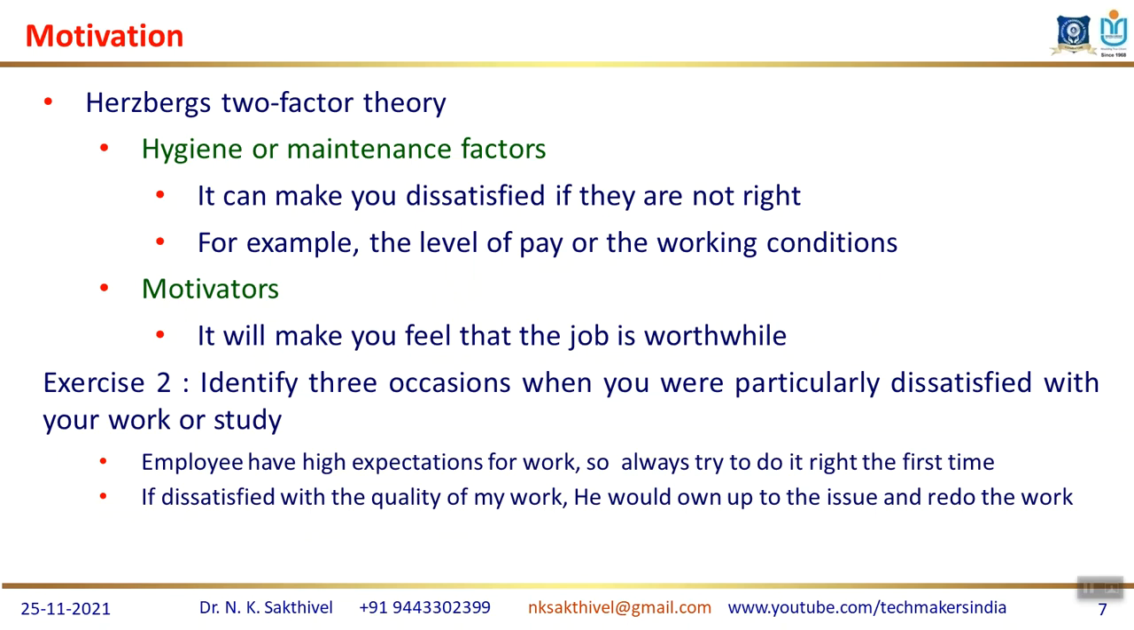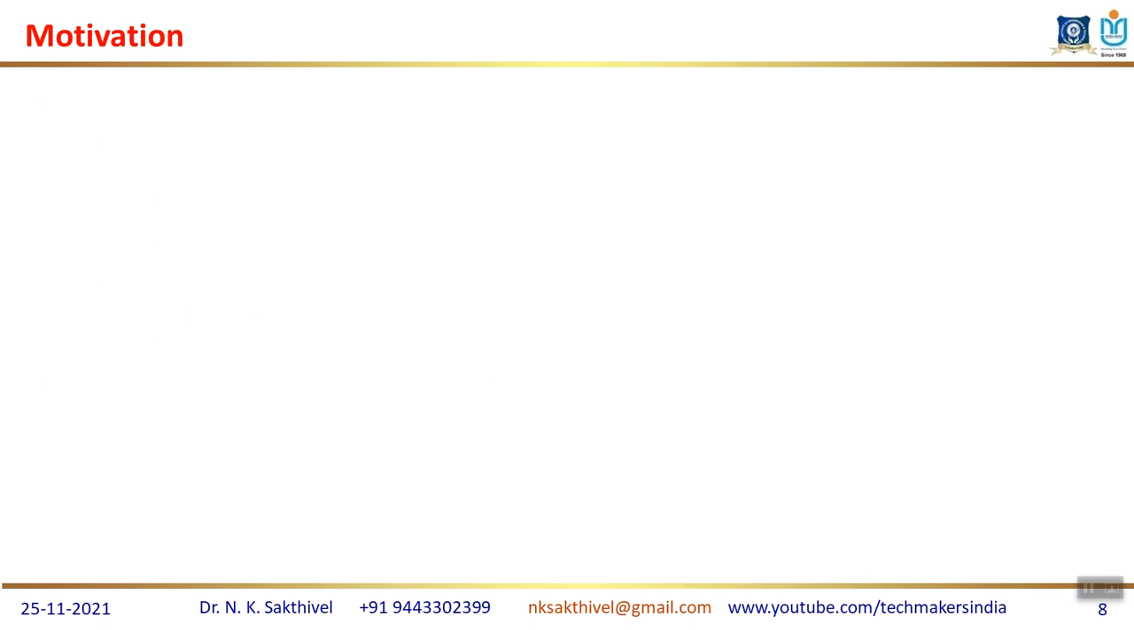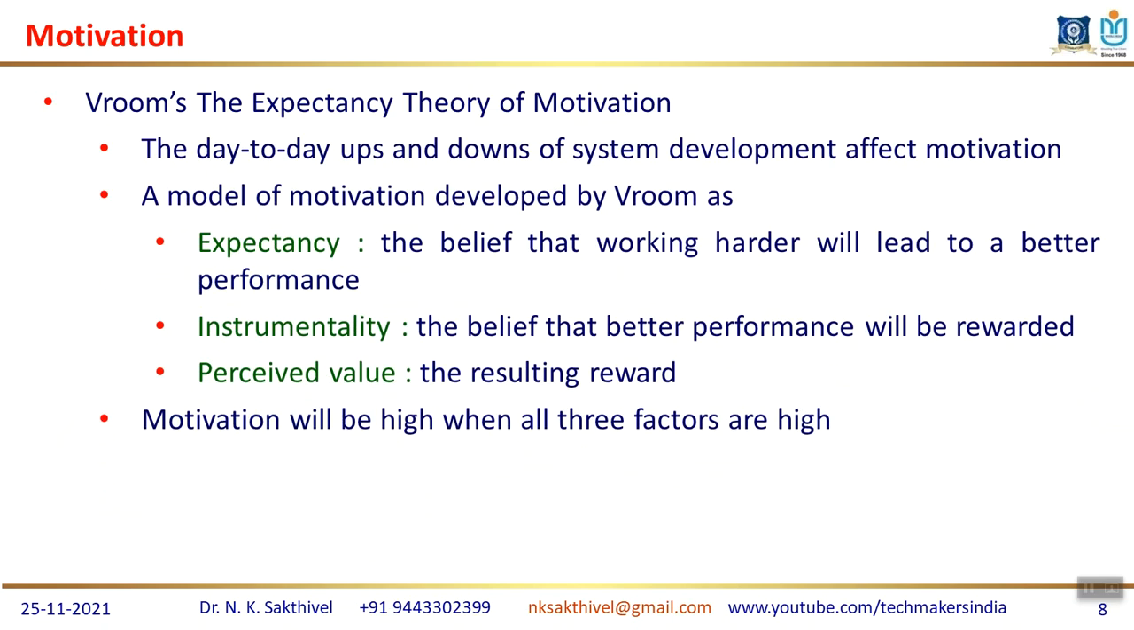This is the third theory. And the last and final theory is Vroom's theory, Vroom's expectancy theory of motivation. It is a very good theory. This theory is still followed by management people. This theory focuses on three very important parameters. Number one is called expectancy. The second one is called instrumentality. And the third one is called perceived value.